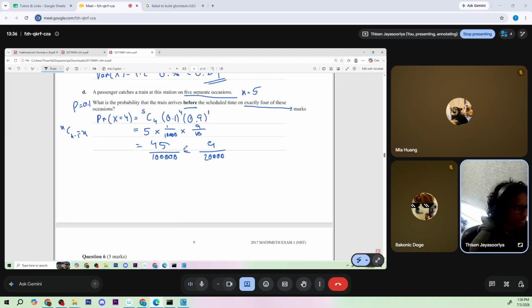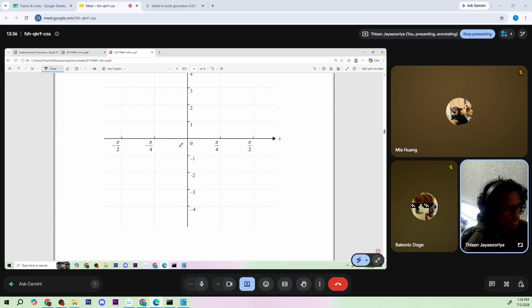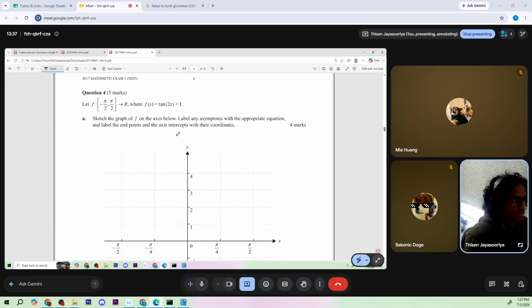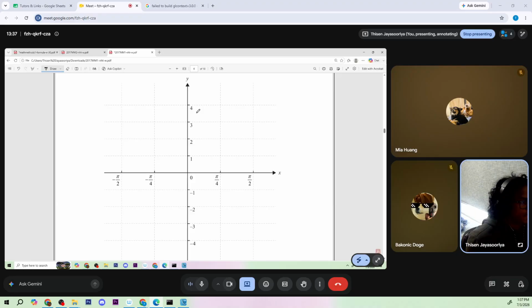So if I go back up here, I'm just going to do this question here. So it gives me this domain. Here I want to go from tan of here. It's going to have an asymptote at pi over 4.